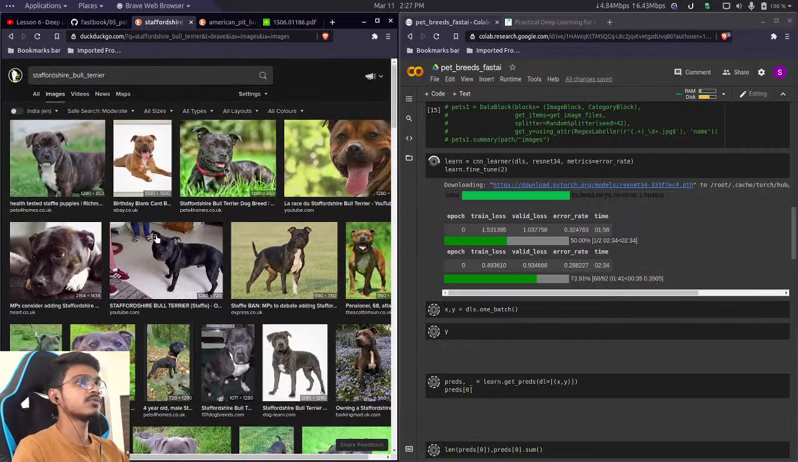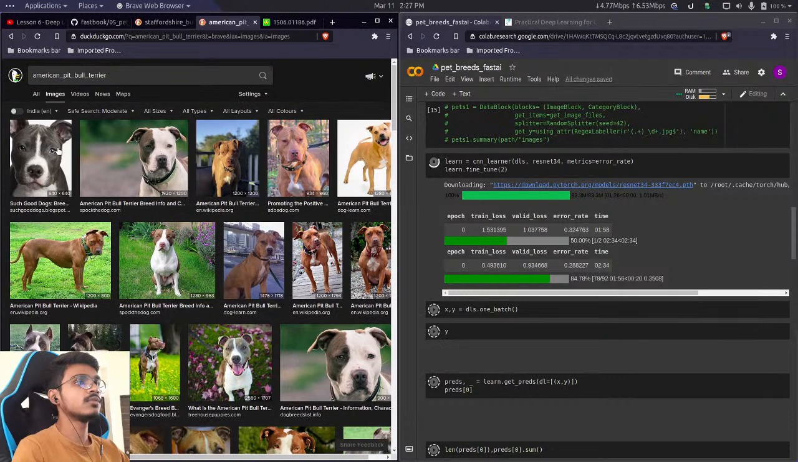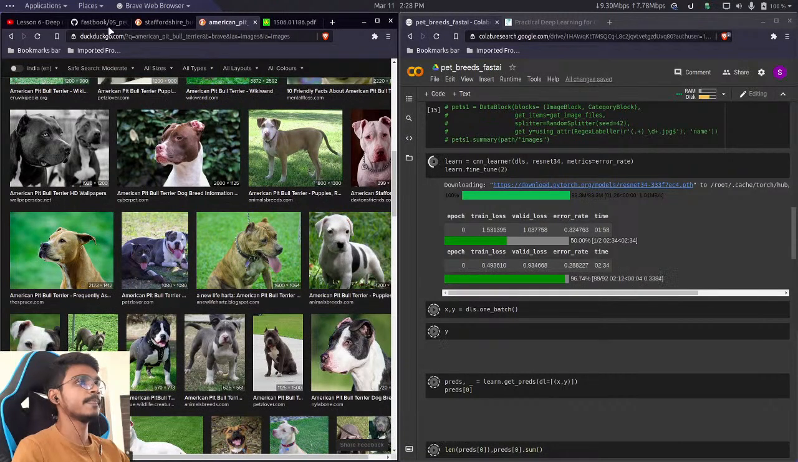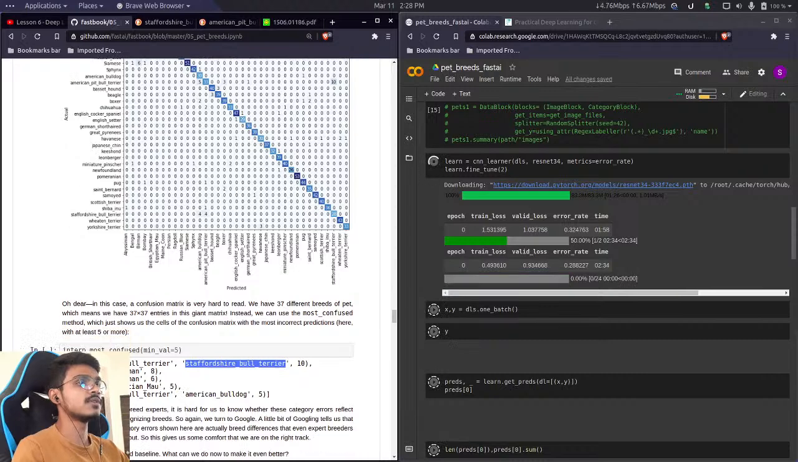In the case of Staffordshire though, most of them are plain color, they don't have patches. This one has a patch over here, but in the case of American Pit Bull, there are many patches on their heads. This dog has a patch, this dog has a patch. These are in solid color. So we can say that this pair is also confusing for humans as well.